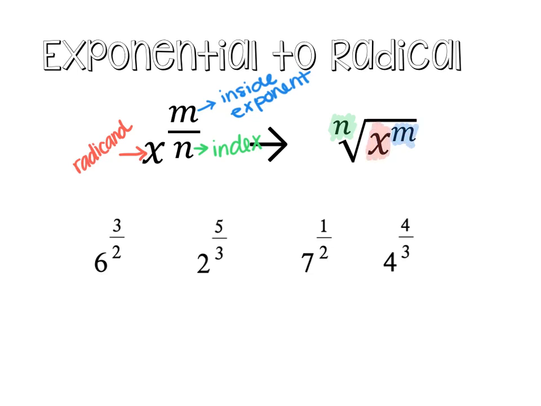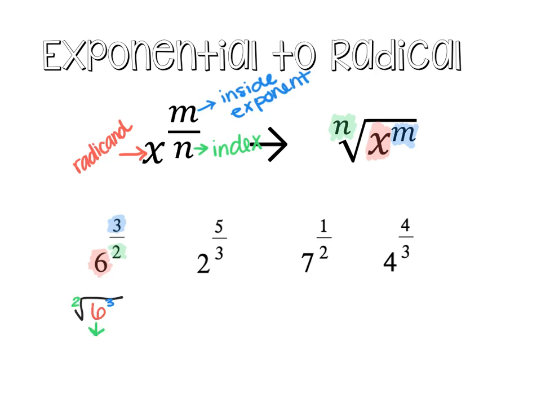Try to get some color coding to help out. So looking at some examples, the base number becomes my radicand. So let's do my radical symbol. The numerator becomes my inside exponent, and the denominator becomes my index. So I'm going to have a radicand of 6 raised to the 3rd power with an index of 2.